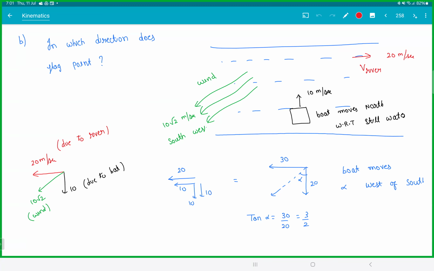So last thing we were doing relative motion. We'll be starting off with graphs.